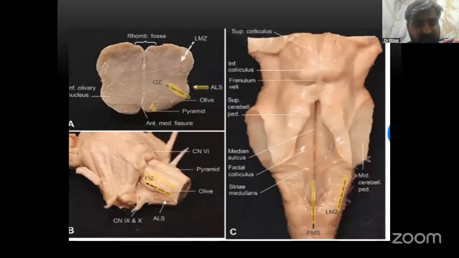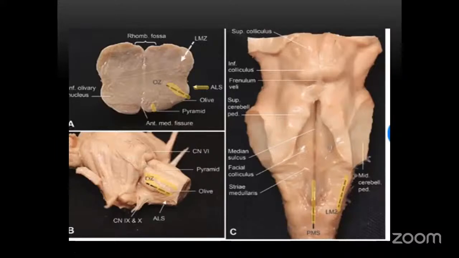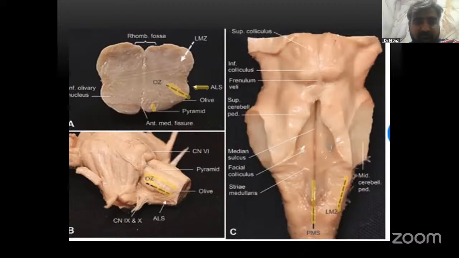Any confusion? Yes, sir. No. So in the medulla oblongata, we have three safe entry zones. Overall, we have 12 to 13 entry zones in the whole brainstem. For the medulla, we have only three safe entry zones.